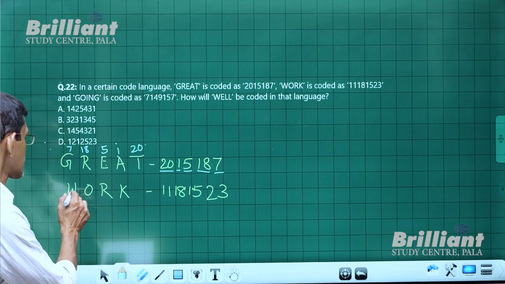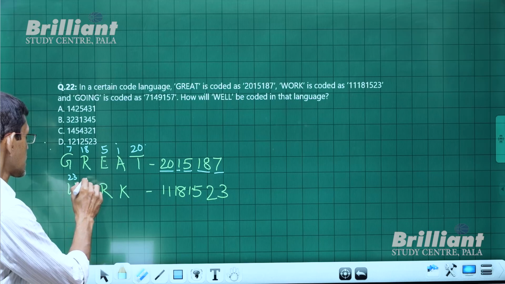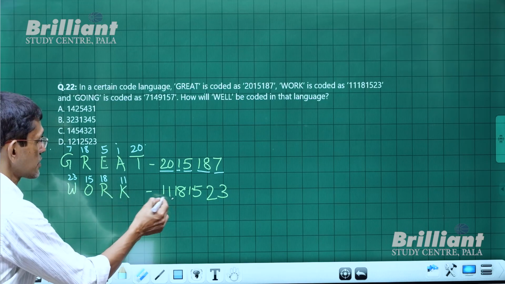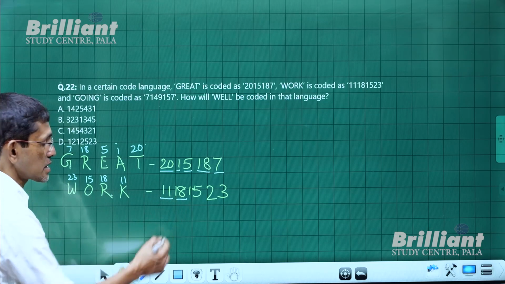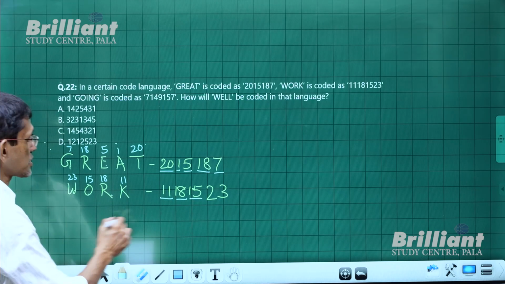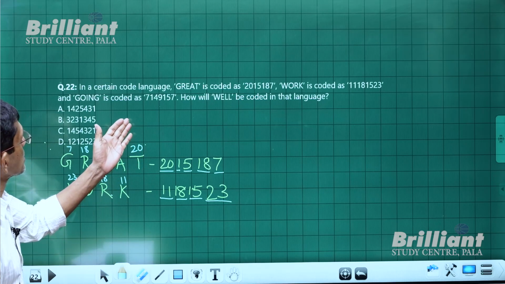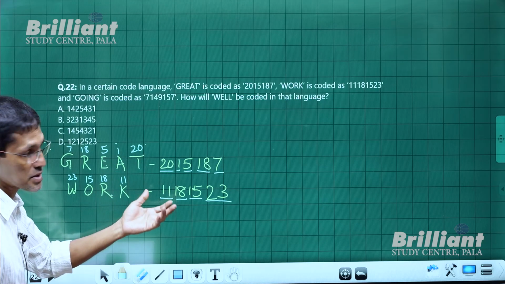So now look at this: work. W is 23, O is 15, R is 18, K is 11. So 11 is going to be the first one, and then we have 18, then we have 15, and W, 23. If you use the same method, you don't need to try this going forward because it's going to be the same pattern.